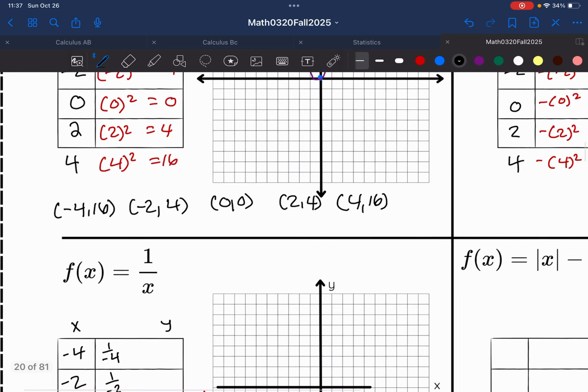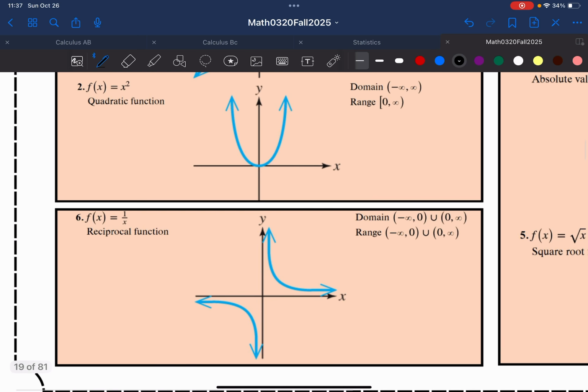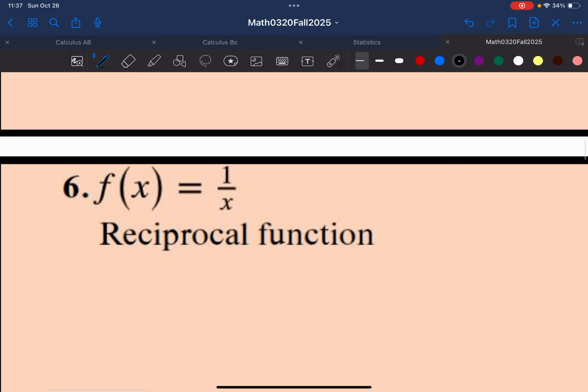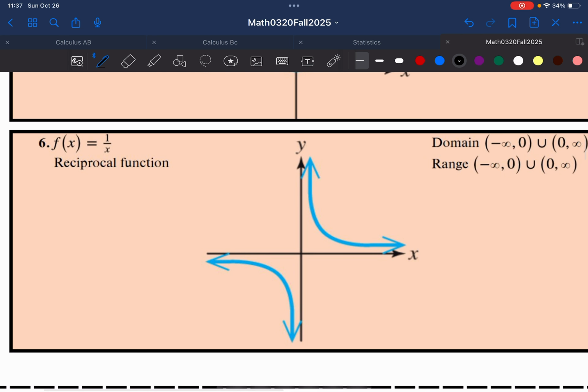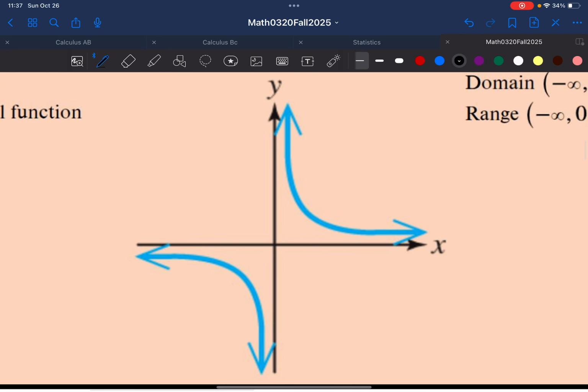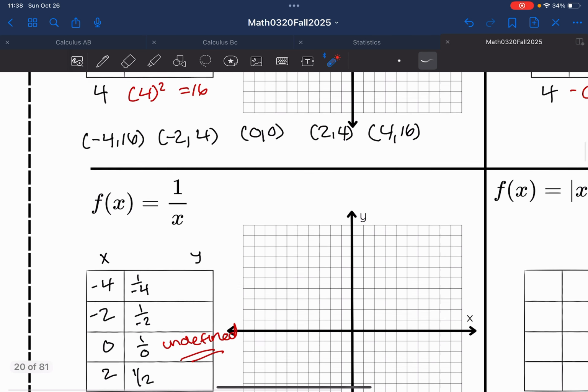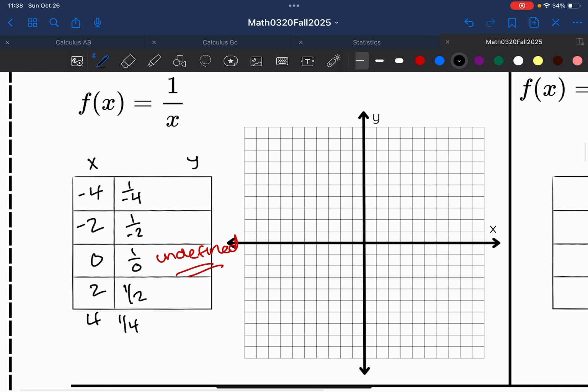Well, looking back up at my graph right here, I know that 1 over x is my reciprocal function. And my reciprocal function looks like it's going in two separate directions. And it makes sense that when I plugged in 0, I got undefined because look, there's no points here at 0. So when I go and graph this, I'm just going to graph those points that happen to fall on the graph.